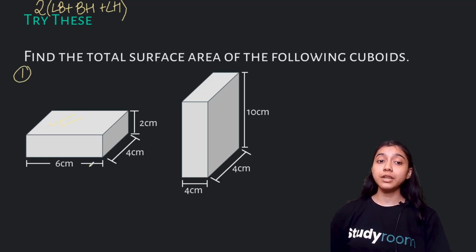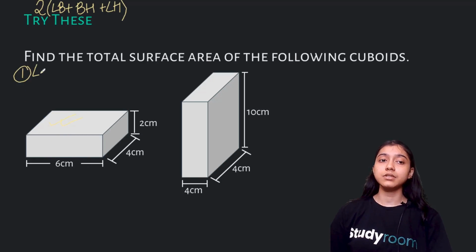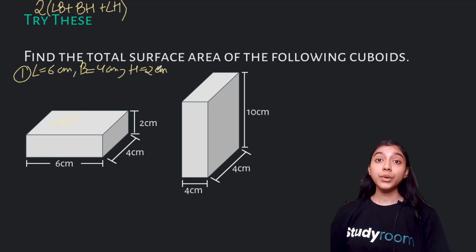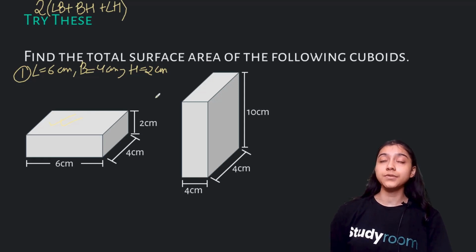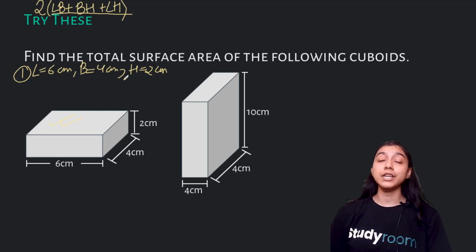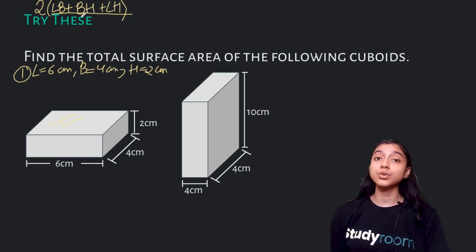In this cuboid, we can find that the length is 6 centimeters. So I'll be writing length is equal to 6 centimeters. The breadth over here is 4 centimeters. And the height given to us is 2 centimeters. Now we know that the formula for calculating the total surface area of the cuboid is 2 times (length breadth plus breadth height plus length height). So we will put the values of L, B and H in this formula.